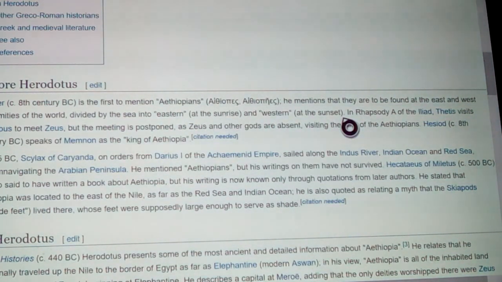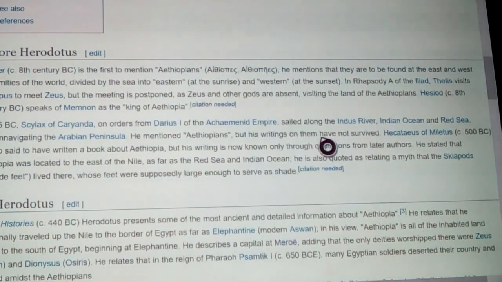But they had a belief that the sun went between two pillars, and if you were to stand near those pillars, you would get burned up as the sun went by, and that people who lived in that area had this problem, and all these type of things. In Rhapsody A of the Iliad, Thetis visits Olympus to meet Zeus but the meeting is postponed, and Zeus and the other gods are absent visiting the land of the Ethiopians, which apparently is right there by it. Hesiod speaks of Memnon as the king of Ethiopia. And of course, this is way up north, though. So that doesn't make sense.